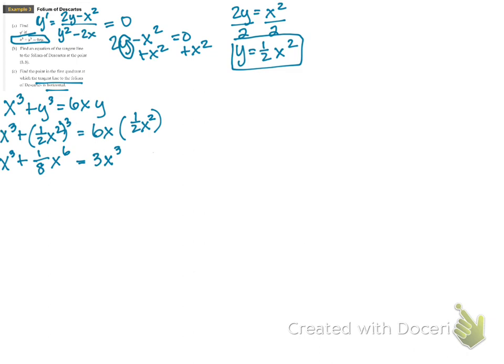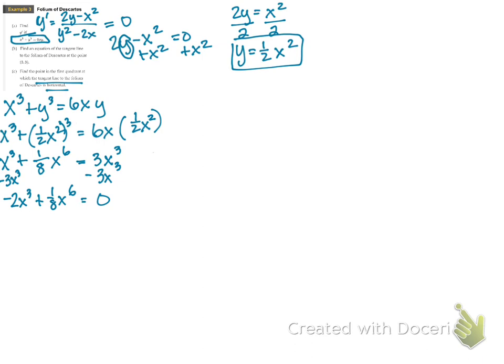Okay. So we're rocking along here. I would swing this 3x cubed to the other side. So it's all equal to 0? So we set it all equal to 0. We're trying to solve for x here. So x cubed minus 3x cubed is going to leave me negative 2x cubed plus 1/8 x to the 6th. Trying to set it equal to 0, trying to solve for x.